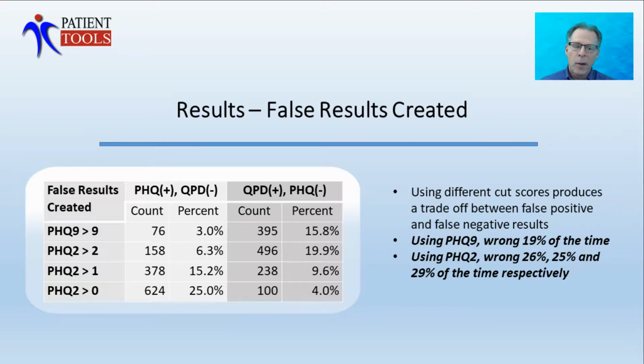But the biggest problem here is that even in your best case with the PHQ-9 greater than 9, you're wrong 19% of the time when you add the two together. And if you do your PHQ-2, you're wrong 26, 25, and 29% of the time, respectively. So you're missing a lot. The problem with these errors is that either you're missing someone, which is really hurting the patient, or you have a false positive, which means you're just putting more time on staff to go in and try to figure out what's going on. So not good. Even as just a detection tool, just to simply say, hey, raise the flag, not necessarily your best bet.